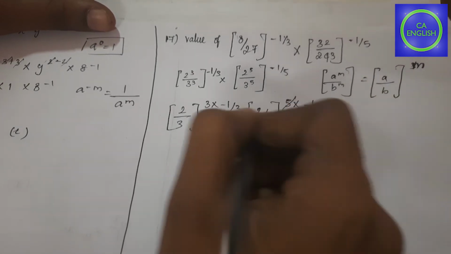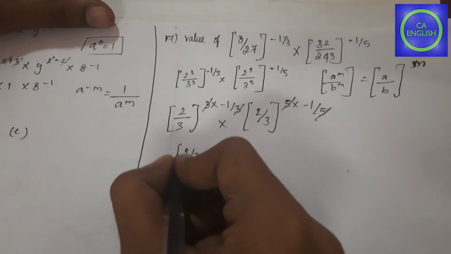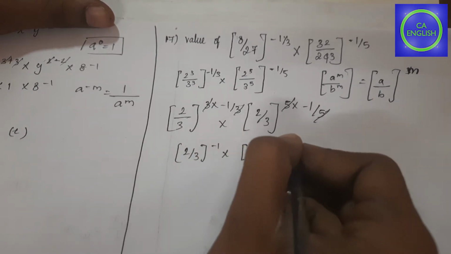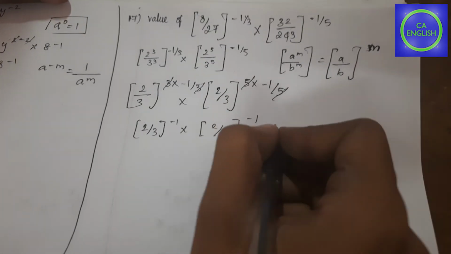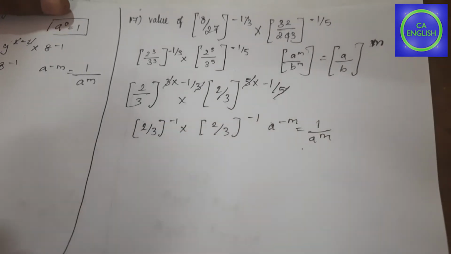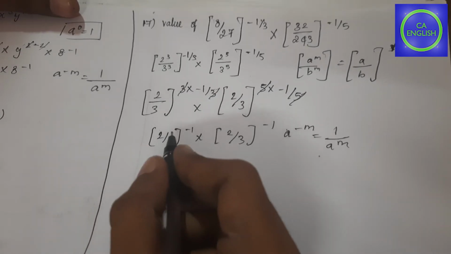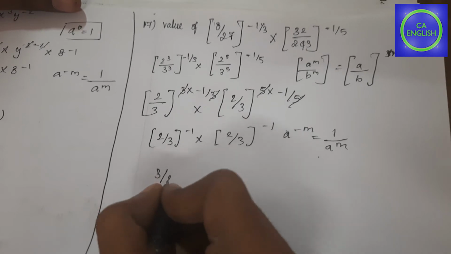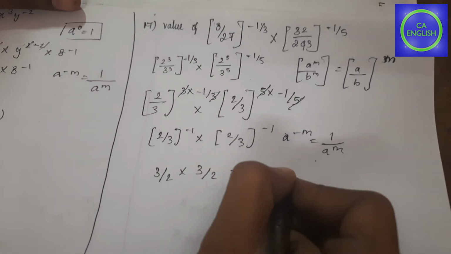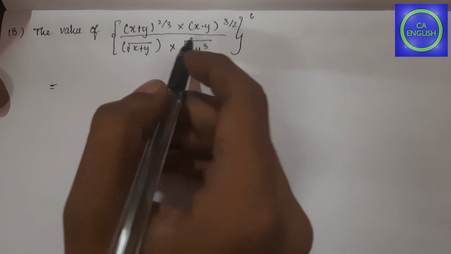Here we are cancelling the 5 and 3. Next the answer will be 2 power 3 the whole power minus 1 into 2 power 3 the whole power minus 1. Here we are going to use the next law. A power minus m is equal to 1 by a power m. Next we can write it as reciprocal, that is this form. 3 divided by 2 into 3 divided by 2, and the answer is 9 by 4, option A. That's it.